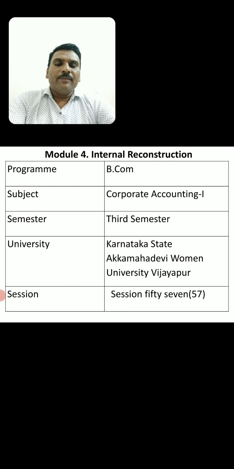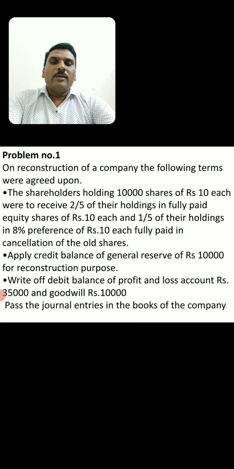Like that only, in session number 57, we'll select one 5 marks problem and one 15 marks problem and study how to prepare the capital reduction account, how to find out the total capital reduction amount, and also the preparation of the revised statement of assets and liabilities. First, we will select a simple problem. Problem number 1 for 5 marks.